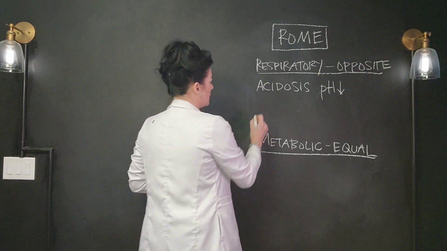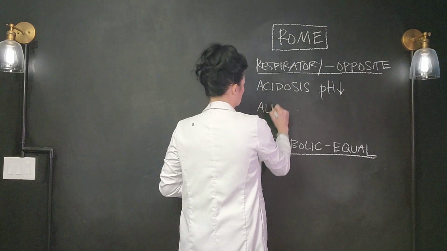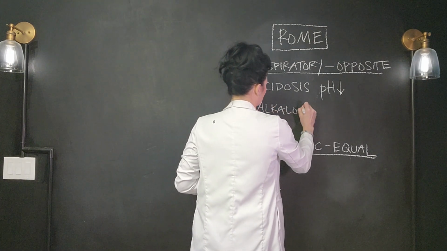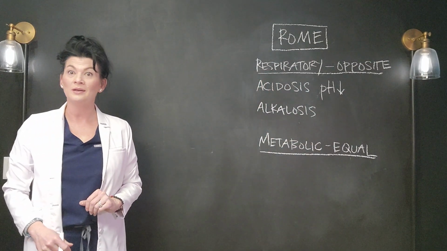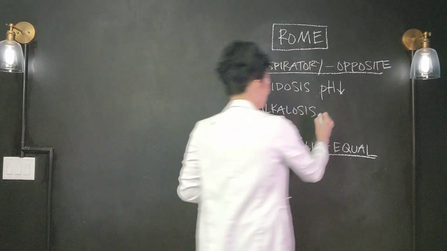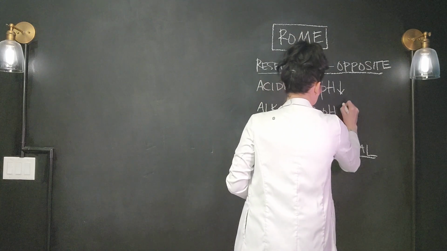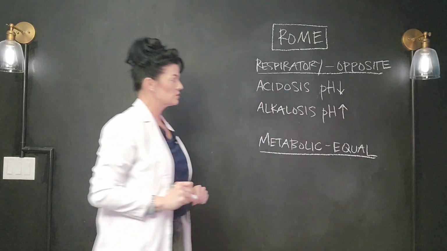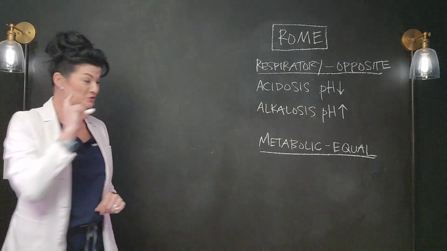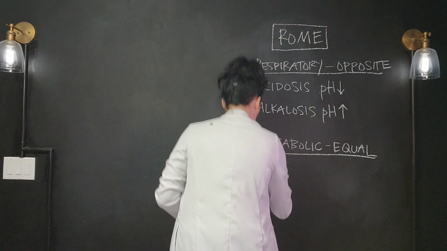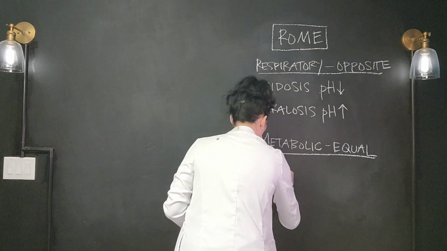Okay? Now let's talk about alkalosis. So when it comes to alkalosis, the pH should be high. Okay? All right, just starting here, we will get to the other values besides pH in just a second. Okay, so acidosis here.